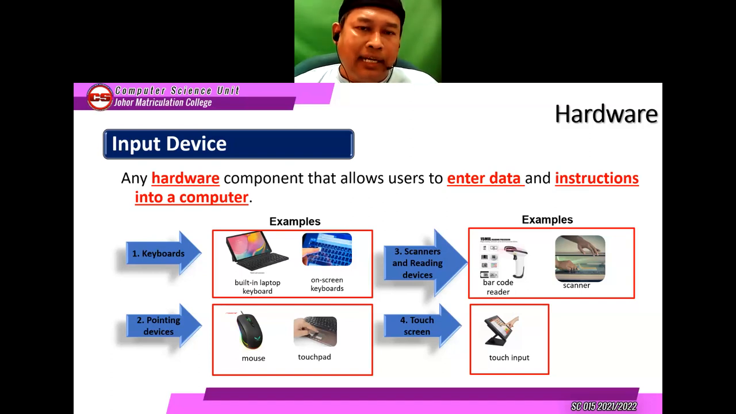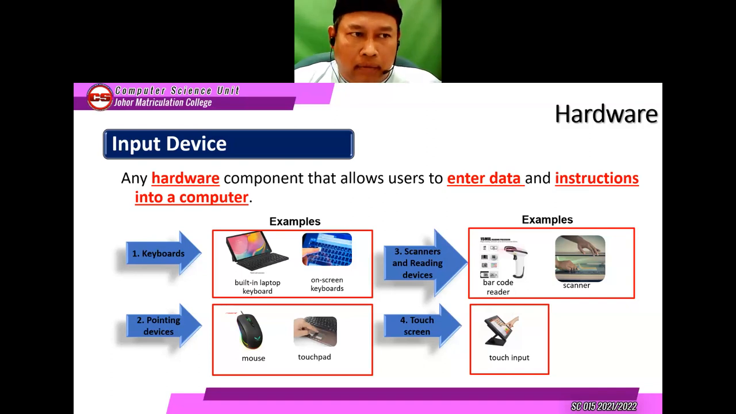So getting the data comes from the keyboard, number one. Input device number one is the keyboard, from which the user will put the data. Number two, pointing device. From a pointing device, for example a mouse, you can click the cursor on your computer. From mouse, touchpad, joystick, and etc.